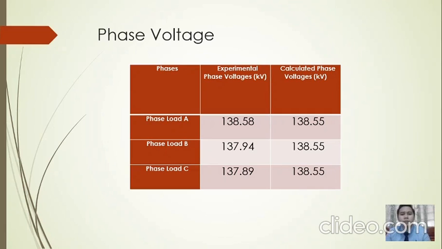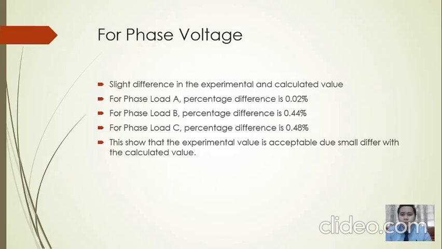This is the experimental value and the calculated value for our phase voltage. It's also the same. They are slightly different from each other, but they are about the same. For phase load A, we have a percentage difference of 0.02%. For phase load B, we have a percentage difference of 0.44%, whereas for phase load C, we have a percentage difference of 0.48%. All of the percentage differences are less than 1%. This shows that the experimental value is acceptable due to its small difference from the calculated value.